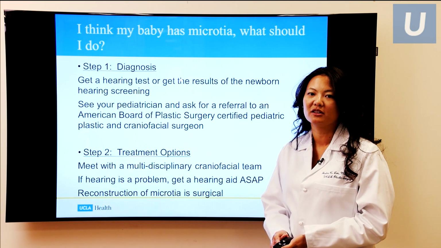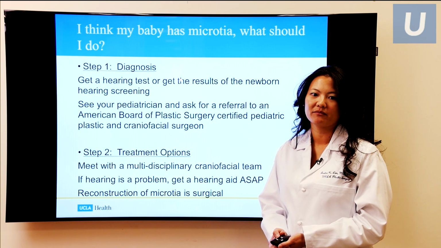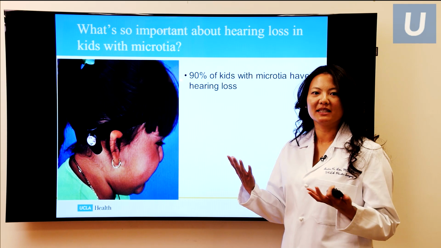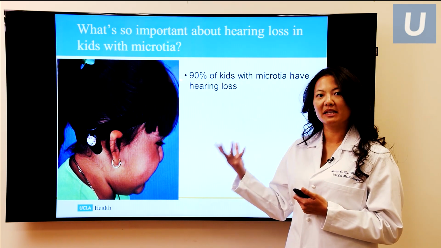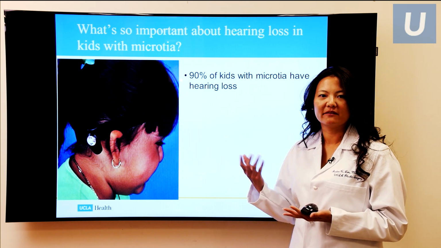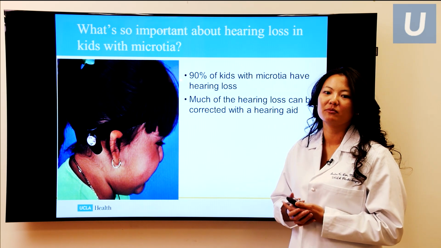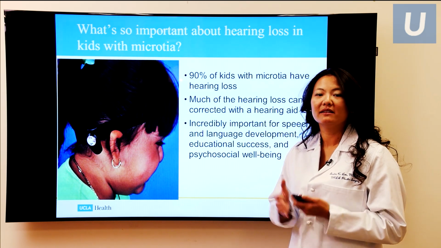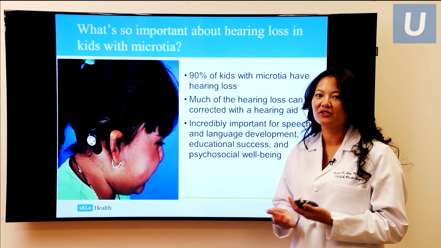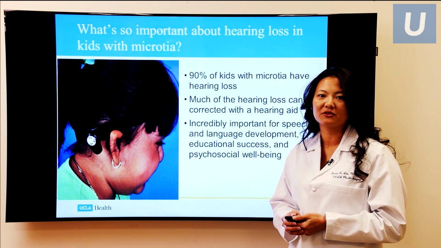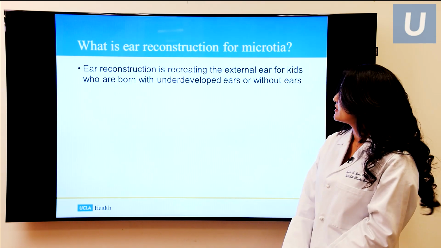Reconstruction for microtia is completely surgical. There are no non-surgical options for this. So why do I keep emphasizing hearing? Why is it so important? Well, when kids have an underdeveloped ear like microtia, 90% of them have hearing loss. And much of this hearing loss can be corrected with a hearing aid. And this is incredibly important for speech and language development, for educational success of your child, and also for psychosocial well-being. So let's talk about ear reconstruction for microtia.